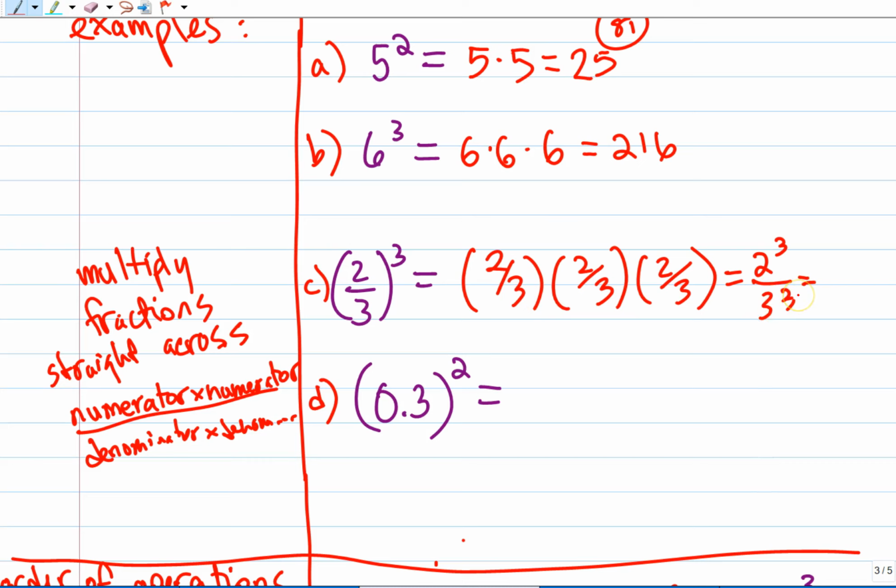We should be able to do 2 times 2 times 2 in our head. If not, feel free to use the technology. 2 times 2 is 4. 4 times 2 would be 8. We could do the same thing with 3 times 3 is 9. And 9 times 3 should be 27. And that's how we would leave that. If it needed to be simplified, we would. Once again, I'll have that as a later discussion.